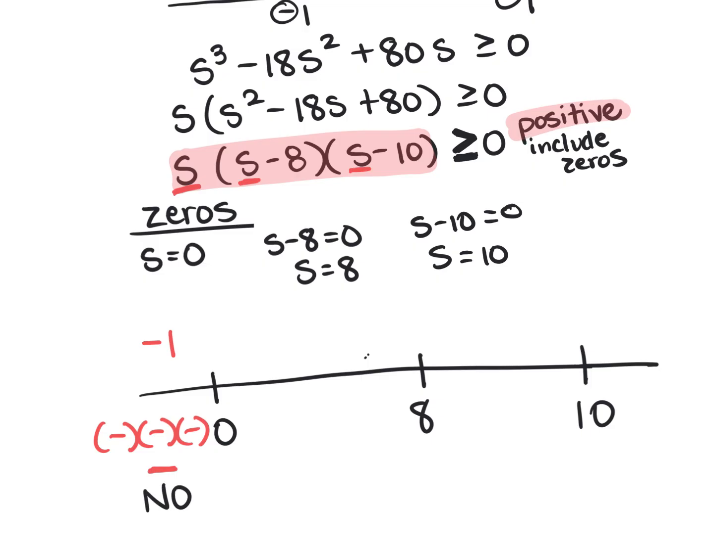This is a no. So then we go back and we are going between 0 and 8. So I can choose any number I want. I'm going to choose the number 2. All right, if I plug that into the first, that's a positive 2. 2 minus 8 is negative, and 2 minus 10 is also negative. So once I multiply a positive times a negative times a negative, that makes a positive. So this one is included in my solution set.